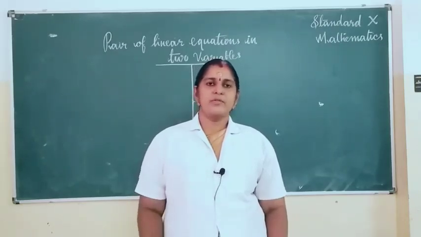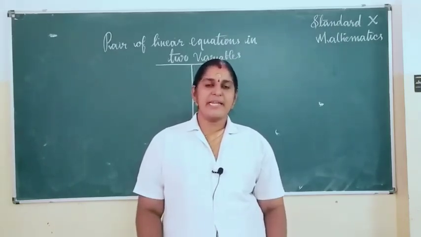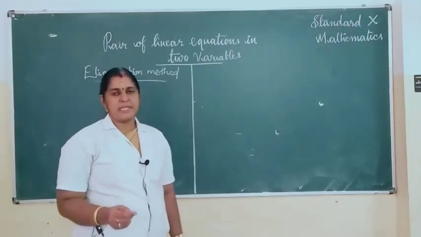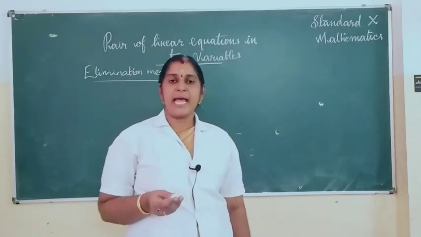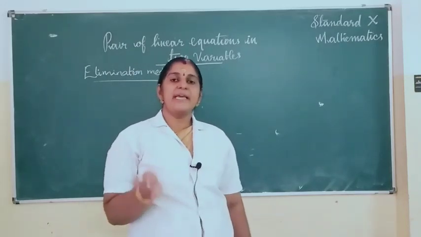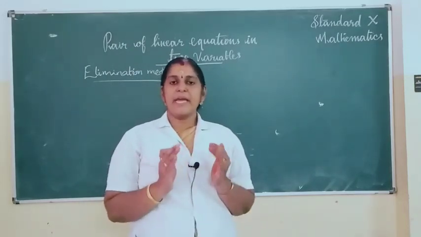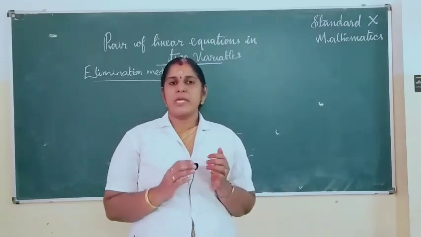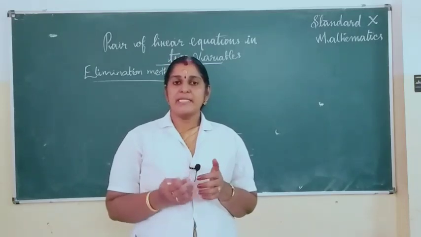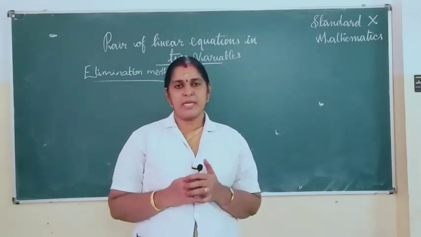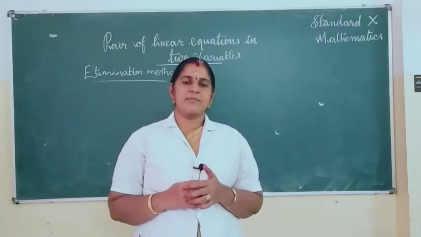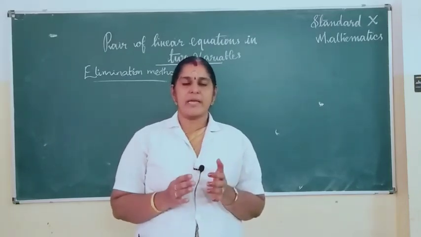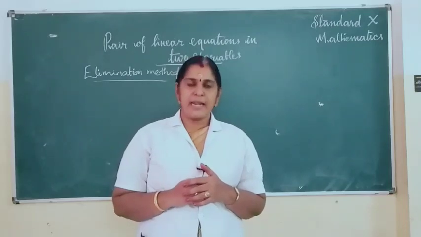So now we are going to see what you mean by elimination method. Elimination method means we are eliminating a variable. When you are given a pair of linear equations, you need to select the two equations and eliminate any one of the variables from the given equations and find the corresponding other variable. Elimination means removing the variable.